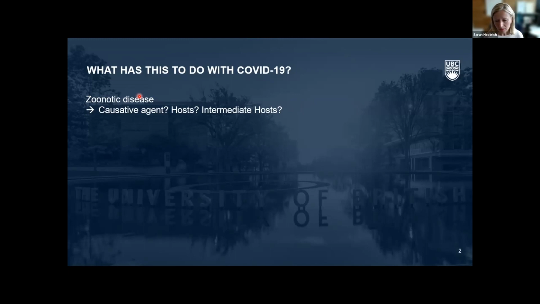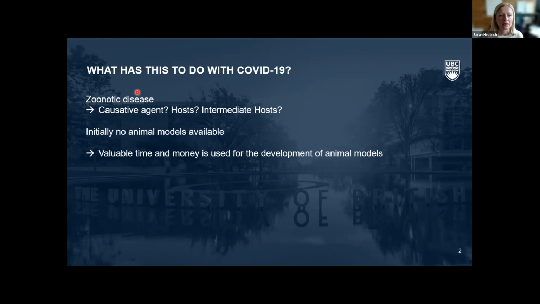At the beginning of a new pandemic, and after the discovery of a new human pathogenic microbe or virus, we always have the same problem. The problem is that there are no established models available. And so what happened also in this pandemic and previously, and what's continuously happening in biomedical research, is that we reflexively look for animal models. And just to be honest, that always costs us a lot of time. In the case of COVID-19, it costs a lot of valuable time and a lot of money, which is needed for the development of such animal models.